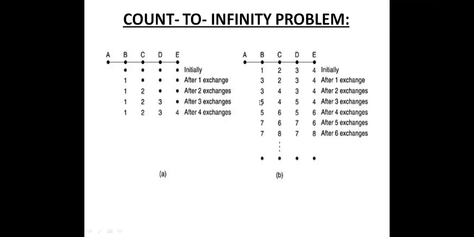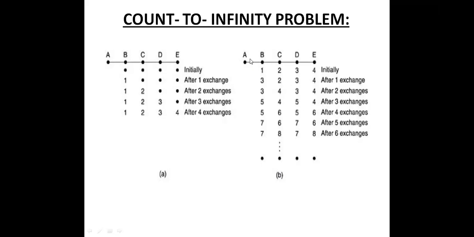Whenever C changes the value to 4, immediately B also changes its value to 5. Whenever B changes its value to 5, again C will change its value to 6. Like that, continuously B changes based upon the C value, and C changes based upon the B value. And based upon the C value, D changes its value. Based upon the D value, E changes its value. Like infinity time.